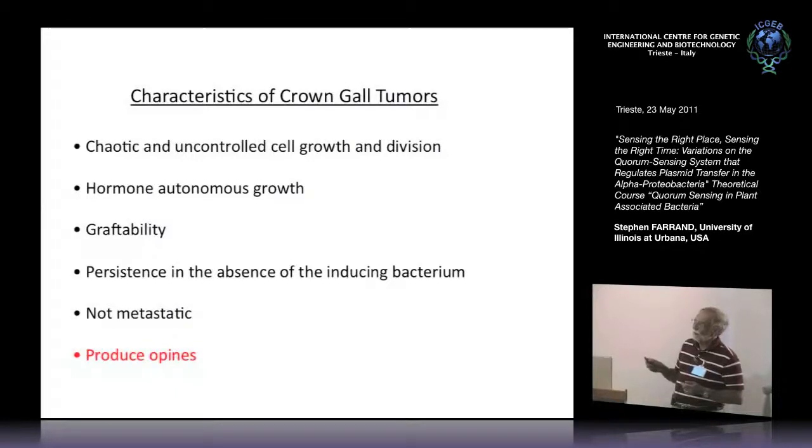They're graftable. This is the most important part probably. The crown gall tumors persist in the absence of the inducing bacterium, and what this means is that there's been a permanent genetic change to the plant cells following the infection by the bacteria. Because plants don't have the right kind of vascular system, these tumors are not metastatic.